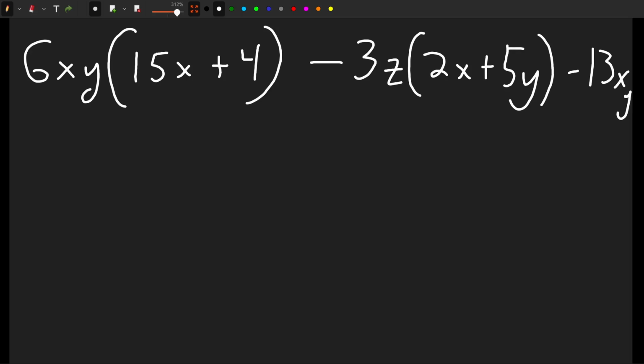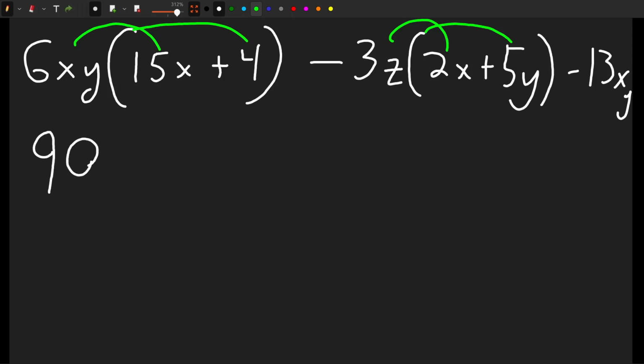Ooh. A lot of distribution to do here. So let's go ahead and distribute across. We have 6xy that we will be distributing, and we also have a negative 3z we will be distributing. In our first term, we have 6xy times 15x. So 6 times 15 is 90. And then xy times x gets me x squared y. I have one x term in both of these, so when I multiply them together, I get x squared. Now for the other term, 6xy times 4 gets me 24xy.